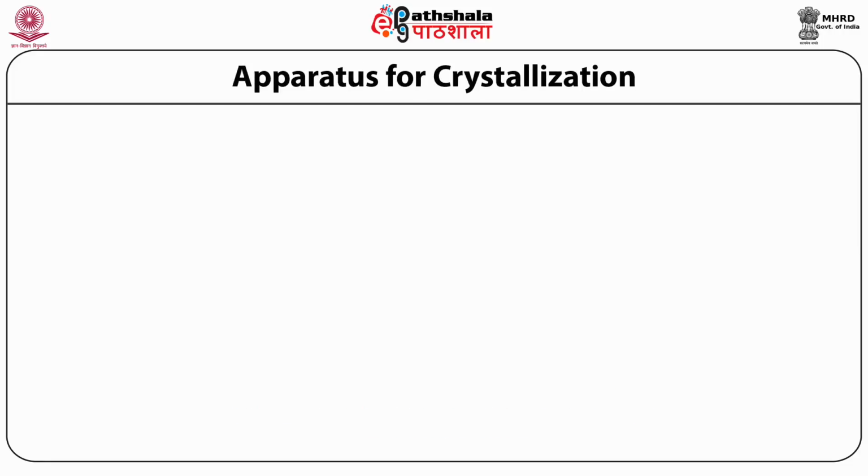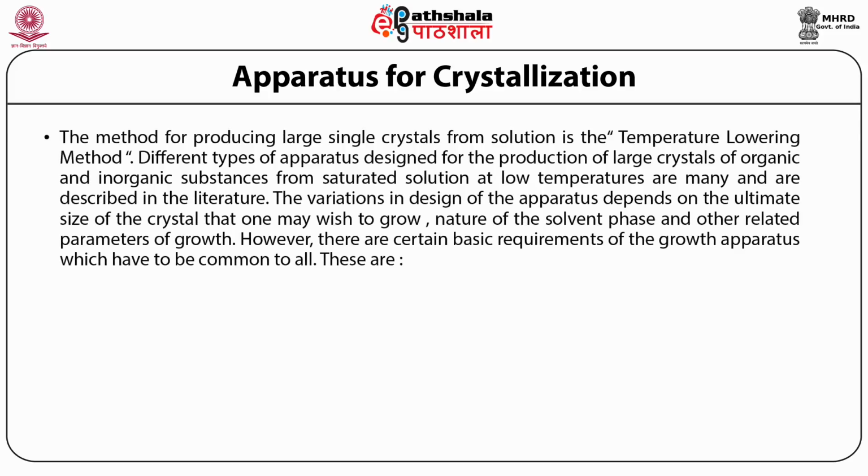The apparatus for crystallization: the method for producing large single crystals from solution is the temperature lowering method. Different types of apparatus designed for the production of large crystals of organic and inorganic substances from saturated solution at low temperatures are many and are described in the literature. Pamplin has listed a large number of references on the subject. The variation in design of the apparatus depends on the ultimate size of the crystal that one may wish to grow, nature of the solvent, phase, and other related parameters of growth.